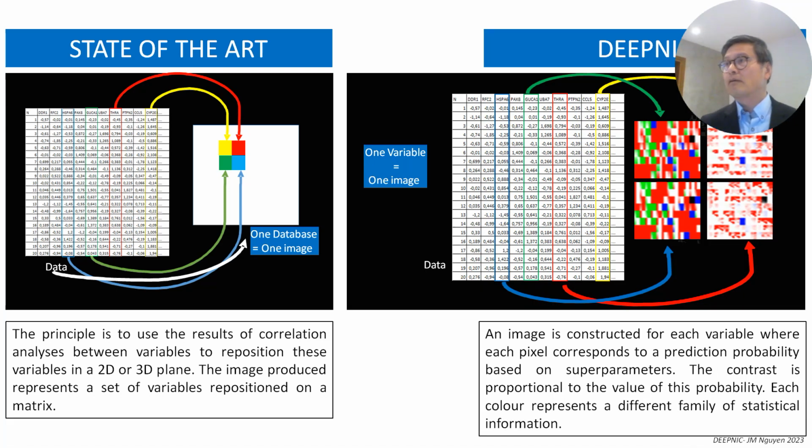And what is DeepNic? DeepNic is able to transform each feature into its own image. So in the end, with the Sharma method, you have for one dataset, one image. With DeepNic, we have one image for each feature. How is this possible?